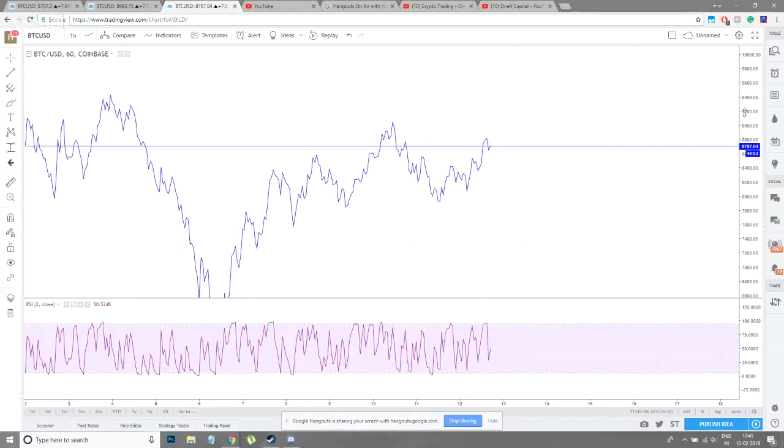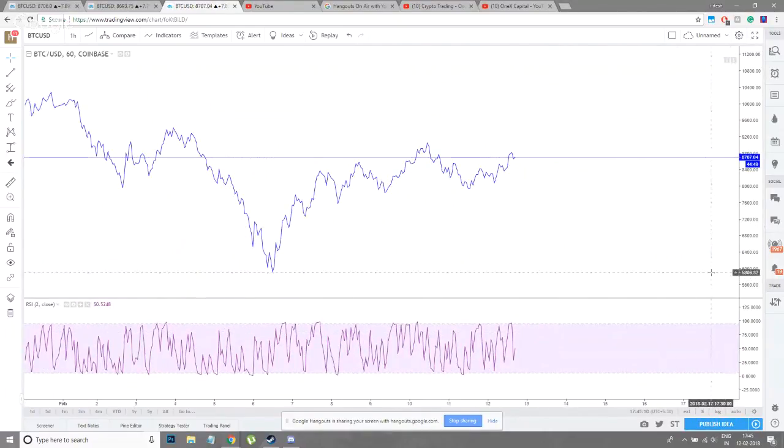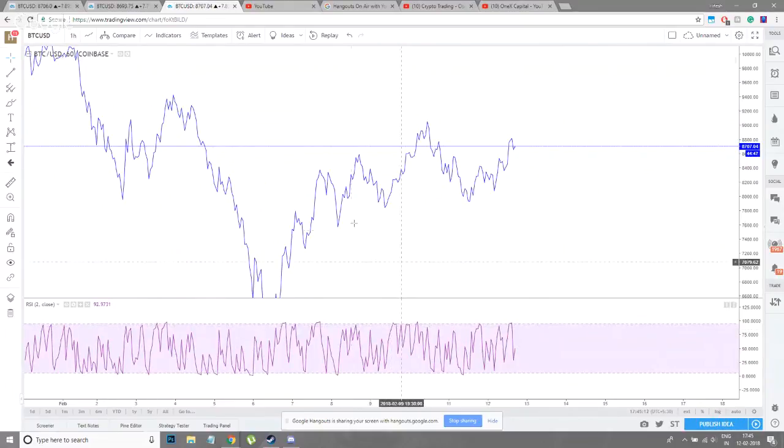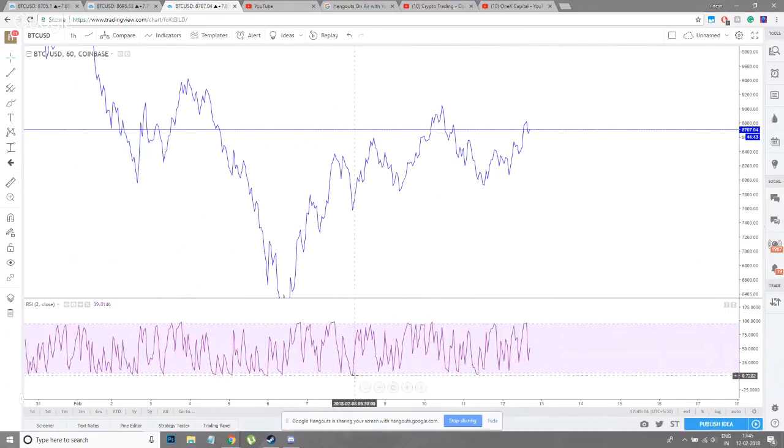I'll come to divergences, but RSI on its own is a very uncomplicated indicator. It's not supposed to give you a lot of signals, but when it does give you signals, they're usually trend following, right? So here is a good example where the overall trend was up.